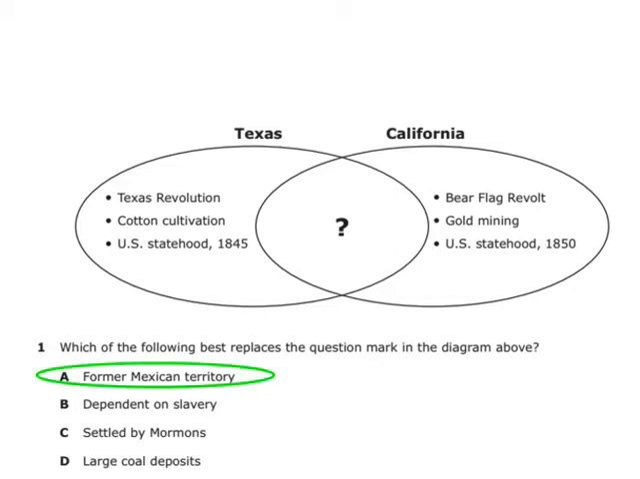Both of these states were former Mexican territory. Remember, Texas gained its independence from Mexico. California, we received that land after the Mexican Cession after the Mexican War.